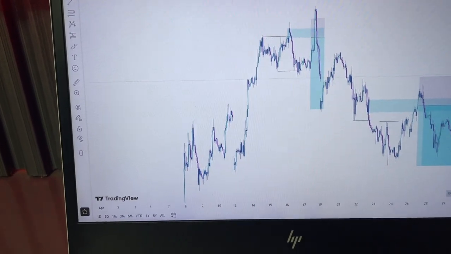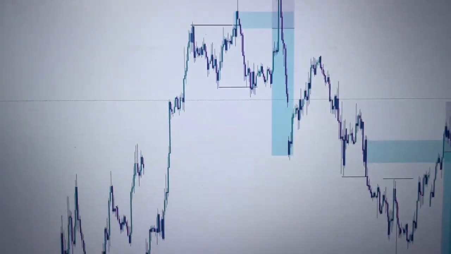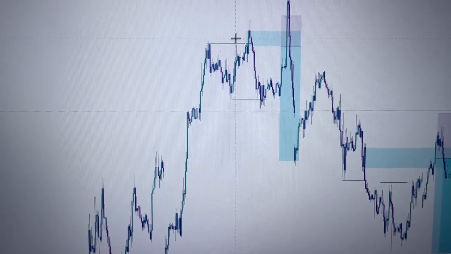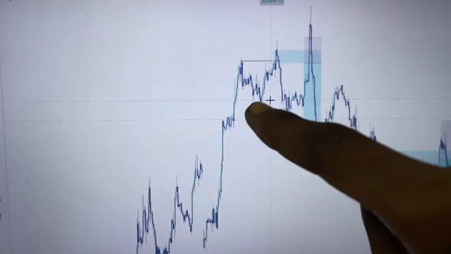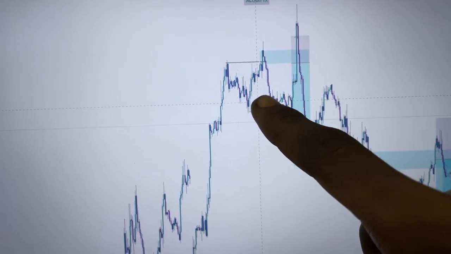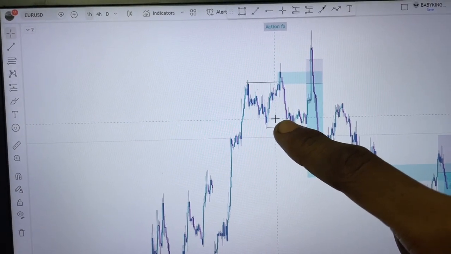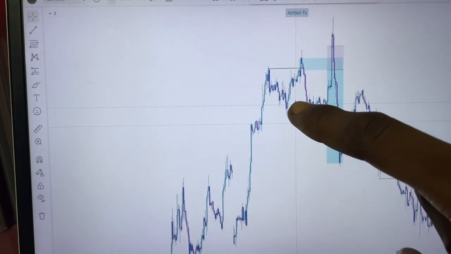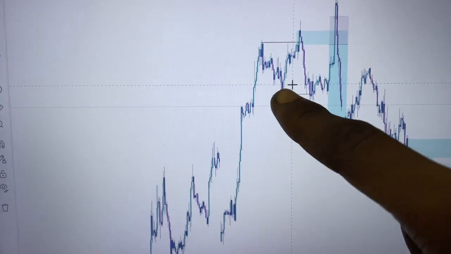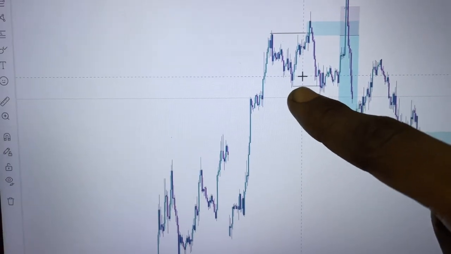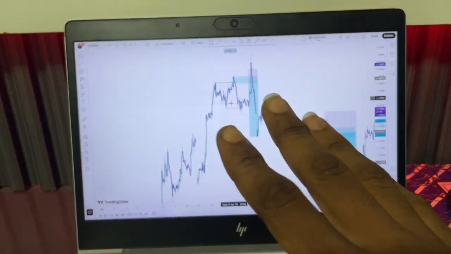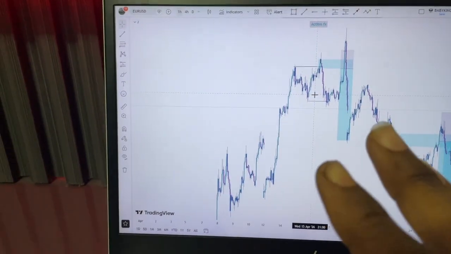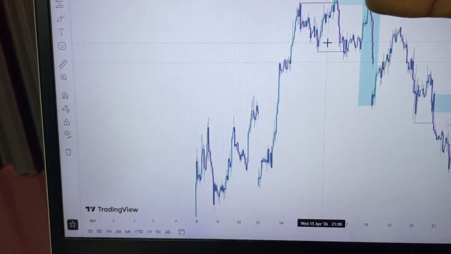After identifying my market structure shift, which is what you are currently seeing here, a break of structure to the upside, indicating that there are buyers in this particular zone, right? But what happened? Price sold to the downside and actually took out that particular low, which indicates that market structure has been shifted.